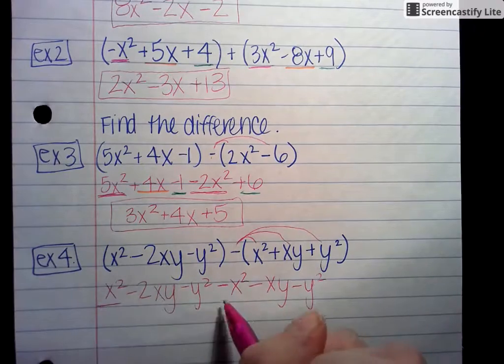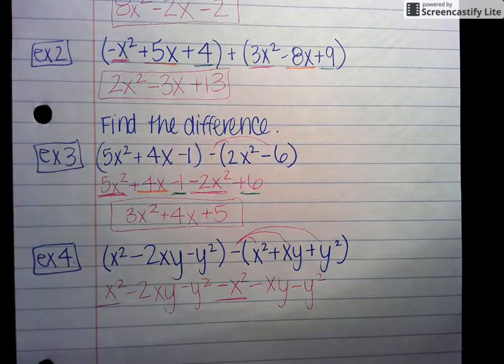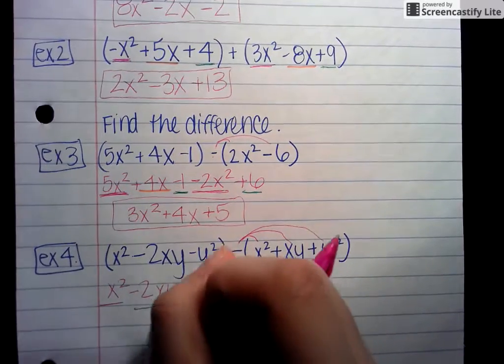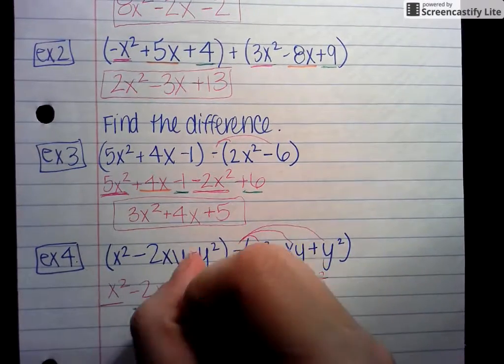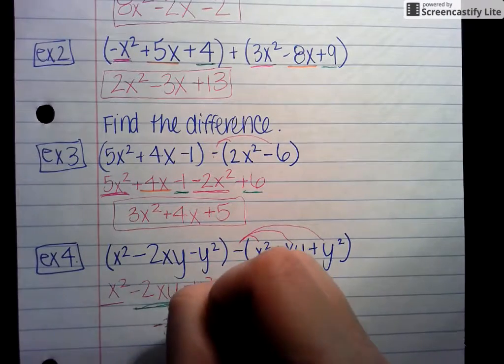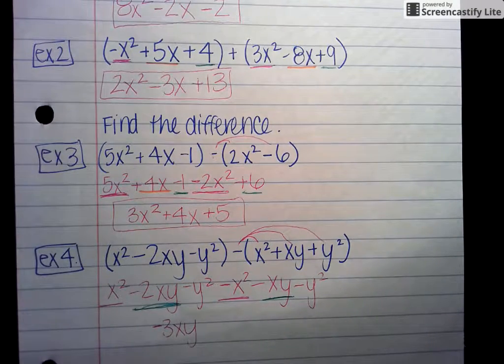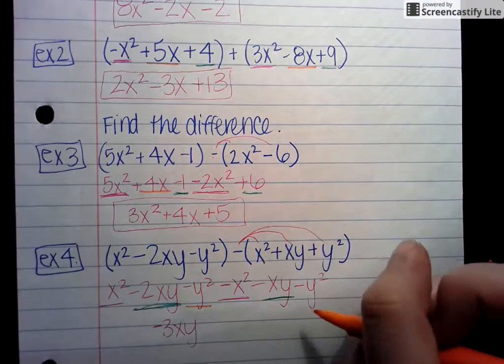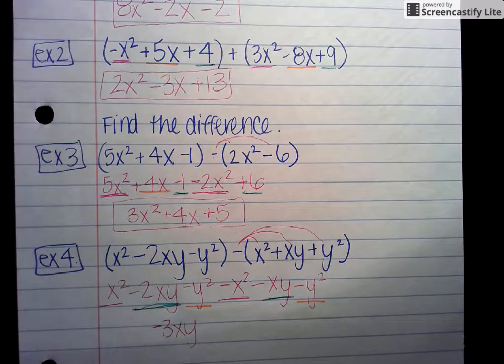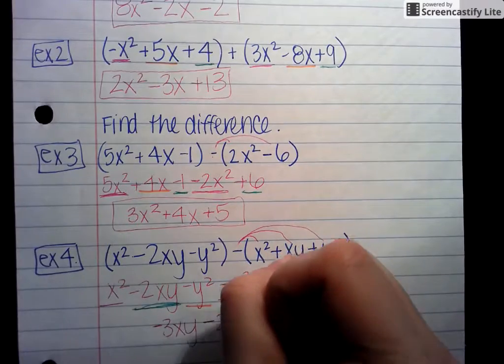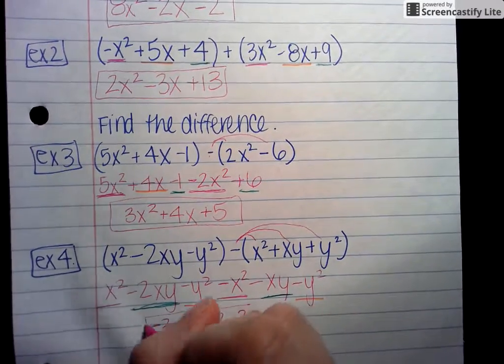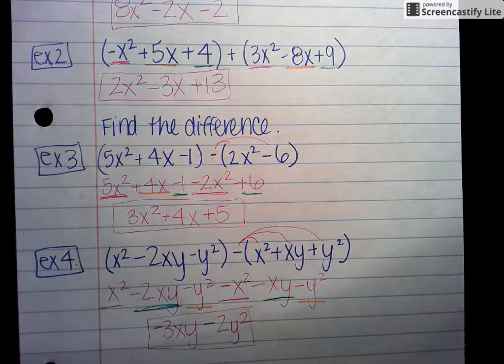So I have my x squared and my negative x squared, which is going to cancel out. And then I have a negative 2xy and a negative xy. So that's going to become negative 3xy. And then another like term that I have is a negative y squared and a negative y squared, which is a negative 2y squared. And so my answer will be negative 3xy minus 2y squared.